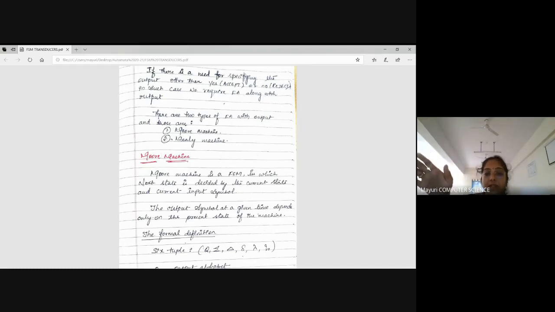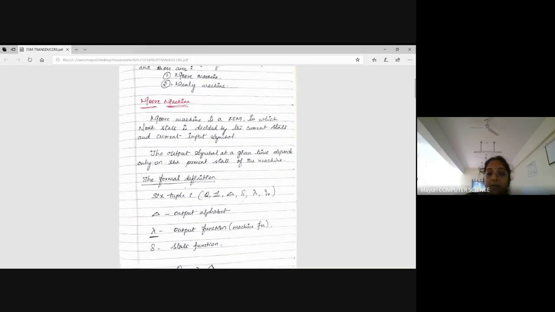In Moore machine especially, it is dependent on both the input symbol as well as the present current state of the system. Suppose you are in the state Q naught, and on what input you are going, so that your next state is dependent on them. So the two factors deciding the next state in Moore machine are the current state as well as the current input symbol. The output symbol at a given time depends only on the present state of the machine. You will understand this once we talk about the problems.